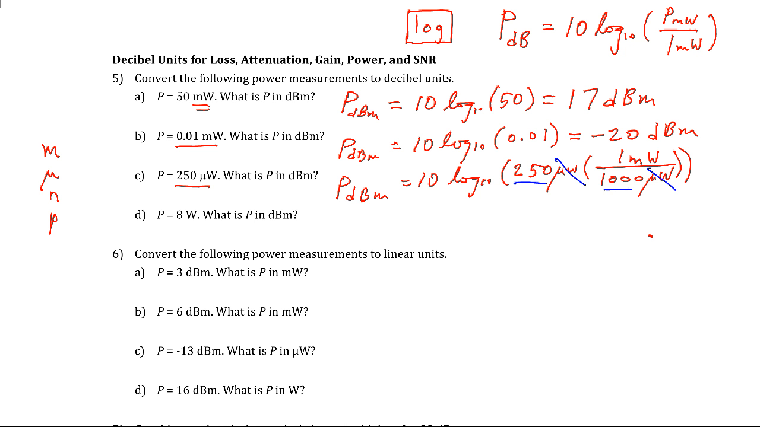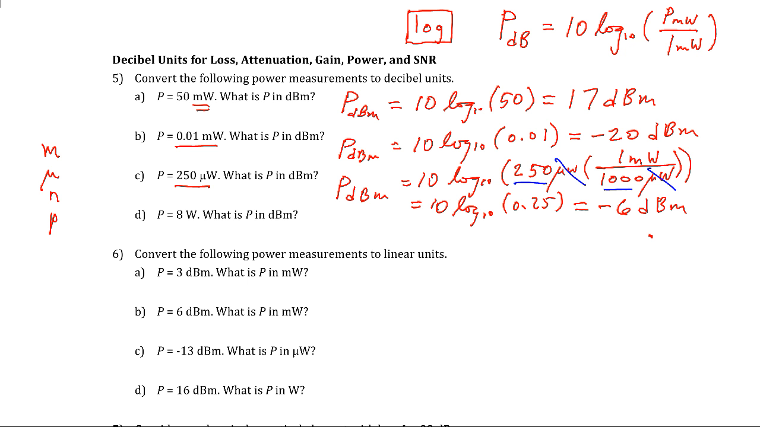And so this is 10 log 10 of 0.25. On my calculator, 10 times log of 0.25, and I get negative 6.02. I'm going to call it negative 6 dBm. And 250 microwatts is 1/4 of a milliwatt. Every time I cut the milliwatt power in half, I subtract 3 dB. And 1/4 means I've cut it in half twice. So minus 3 and minus 3 gives minus 6 dBm.